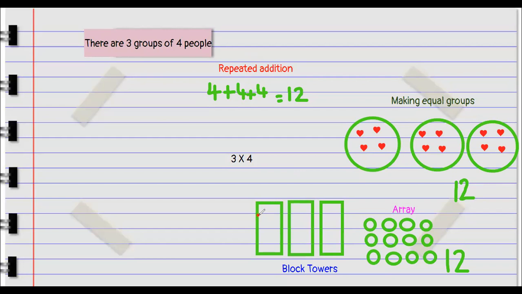4. Each block tower will be divided into 4 compartments. So this is 1, 2, 3, and 4. Here also 1, 2, 3, and 4.